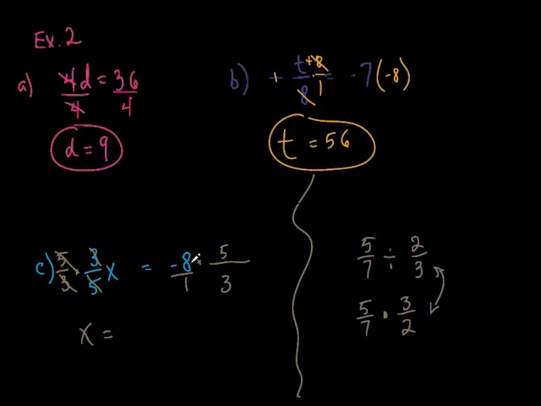What can we do here? Does anything reduce here? No, not really. 3 doesn't go into 5. 3 doesn't go into 8. So we just multiply straight across. Negative 8 times 5 is negative 40. Over 1 times 3 is just 3. You just looked up here that nothing will reduce, and that's exactly how I would leave the answer.